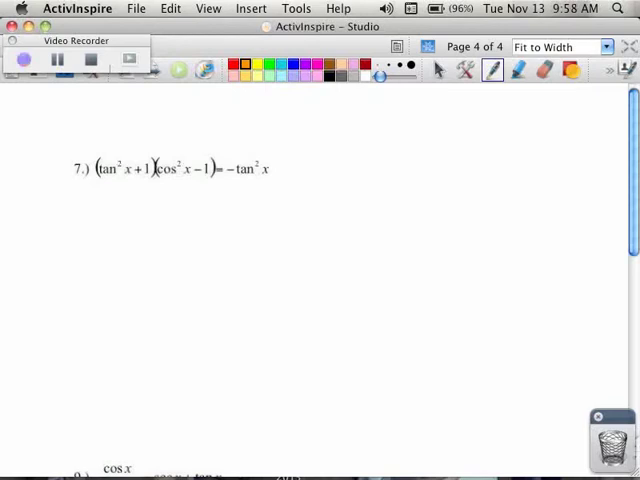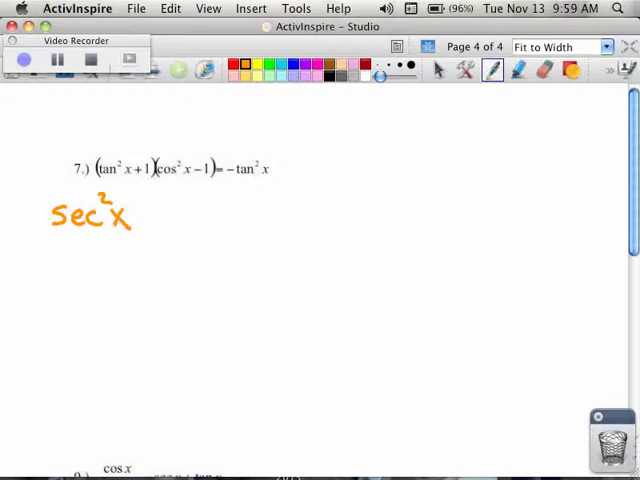Two problems. Number 7, I see two parentheses, and they each have squares and ones. That's a clue to me that that's probably a Pythagorean identity. So let's look for the one that says tangent squared plus 1. You may have to rearrange something. Secant squared. Is it secant squared? Okay, so that's secant squared of x for the first one.